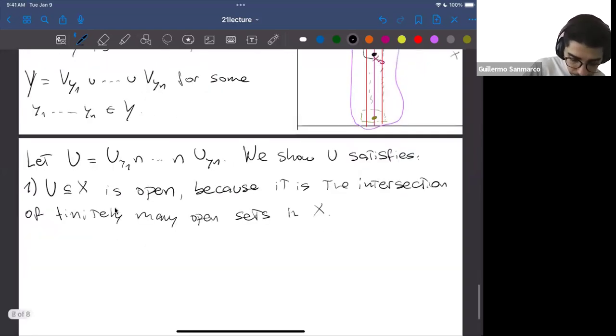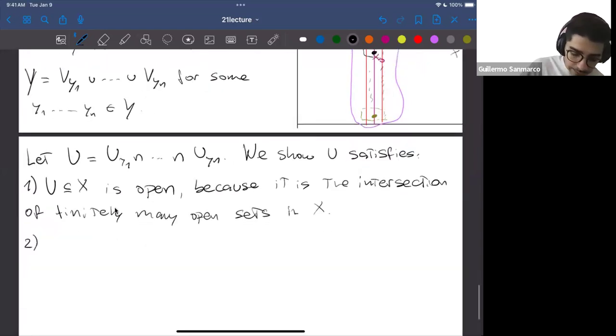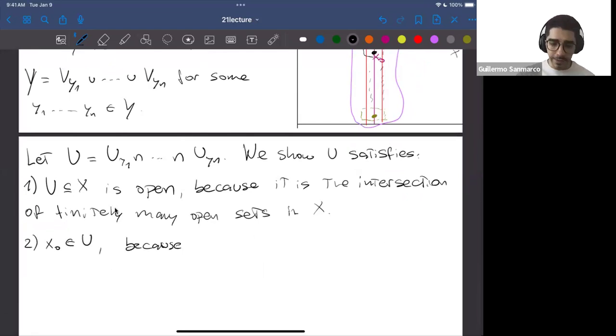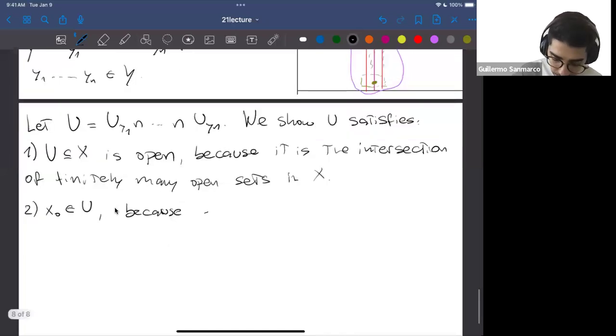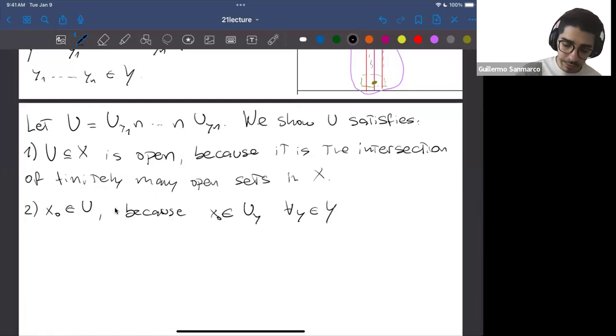Second point is, x naught lives in U. And that's simply because x naught lives in U_y for every y in Y. So in particular for this y1 through yn.